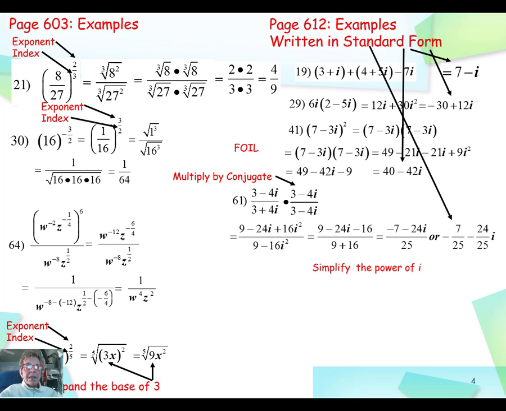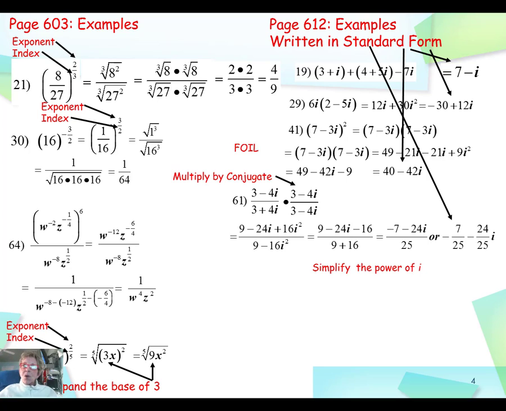When I simplify the numerator, I have positive 16i, which changes to negative 16, combined with the 9 gives me negative 7, minus 24i over 25. This is a totally acceptable answer. However, the book will almost always write it in two different pieces, negative 7 over 25 minus 24 over 25 i. Because of standard form, they want the real part first and the imaginary part second.